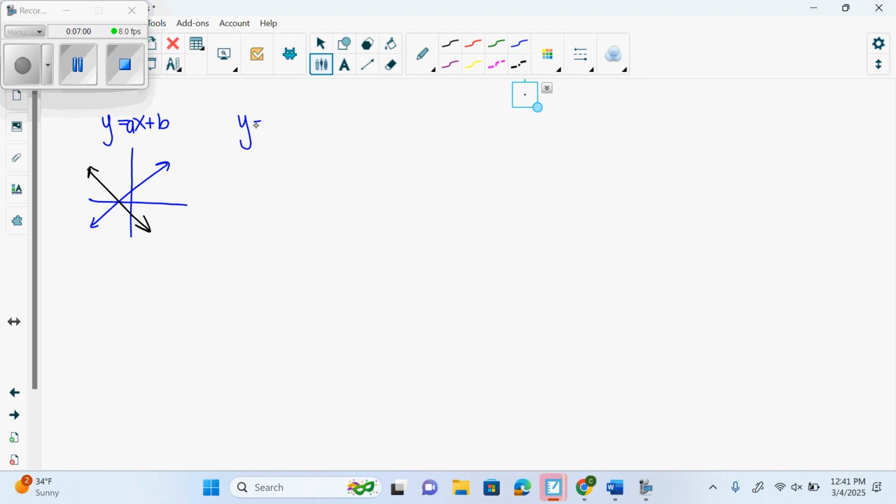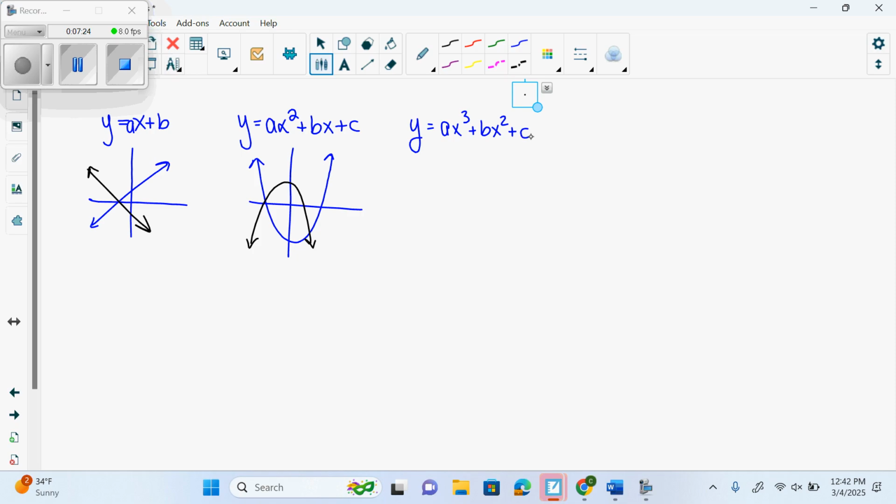Or in grade 11, we learned about quadratics, ax squared plus bx plus c, which is a degree 2 function. It can either be concave up, opening up, or concave down, opening down, correct? Then in grade 12, we get cubics, quartics, and quintics, which is degree 3, 4, and 5. So it's just 3 more. So we get y equals ax cubed plus bx squared plus cx plus d. And it looks something like this.